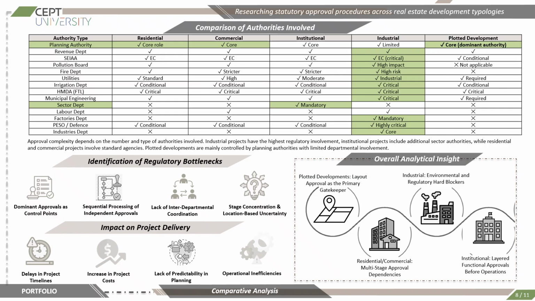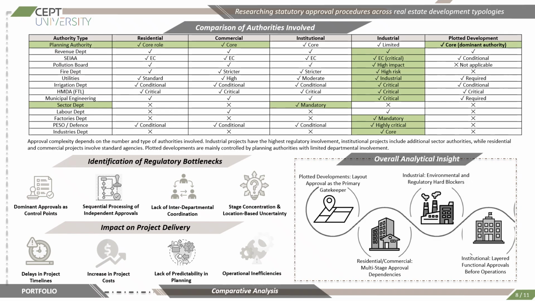This slide focuses on the authorities involved in the approval process and identifies the major challenges across different development typologies. The table right here compares the role of planning authorities, revenue departments, environmental agencies, utility departments, and other sector specific authorities across these different development typologies. The planning authority has a core role across all typologies, but it becomes the most important authority in the plotted developments because of its importance in the layout compliances.